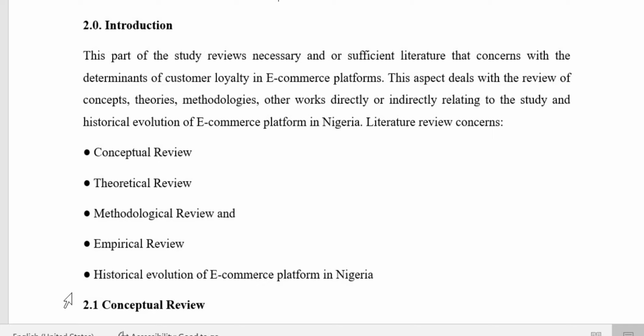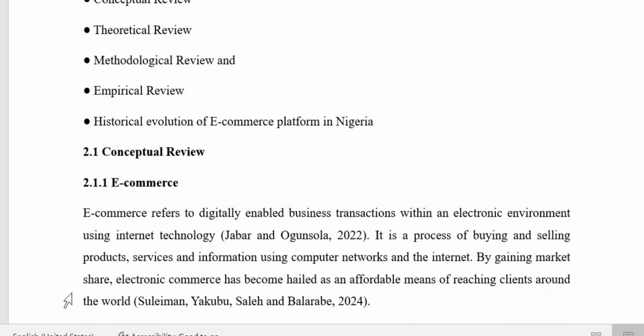E-commerce is a concept involved in your topic. You explain it. Then determinants: those are the independent variables that we have. What are the determinants? What are the factors that influence what we call customer loyalty? Now the conceptual review here is explaining the concept of e-commerce, in the sense that people that do not understand what e-commerce means will be able to understand that e-commerce refers to digitally enabled business transactions.